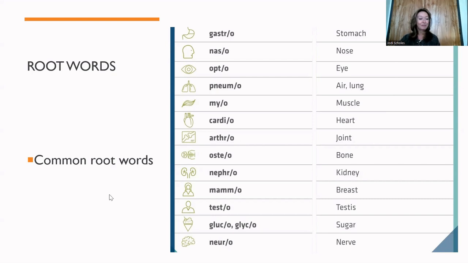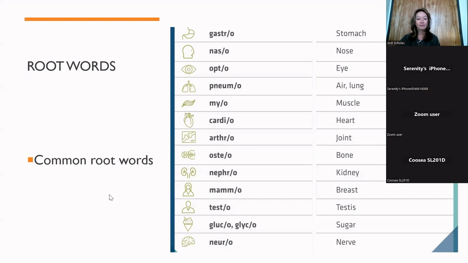Arthro, remember this one? Relates to the joint. Osteo relates to the bones, like osteoporosis. Nephro, do you know that one? Nephro refers to the kidneys. So a nephrologist is actually the doctor for the kidneys. Mammo refers to the breast, like mammogram. Testosterone, that refers to the testes.